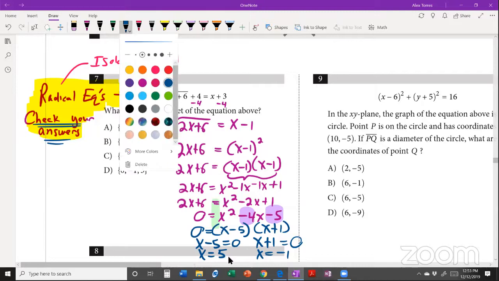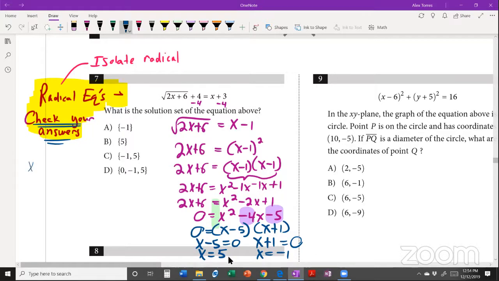to check that answer, if we do x equals 5, you have square root of 2 times 5 plus 6, plus 4 equals 5 plus 3. So that gives us square root of 16 plus 4 equals 8. 4 plus 4 equals 8, and 4 plus 4 does equal 8.